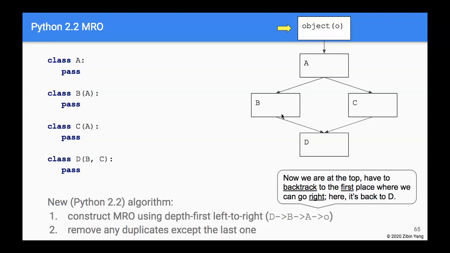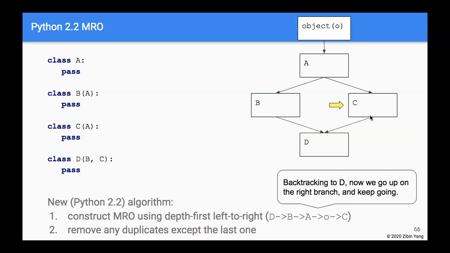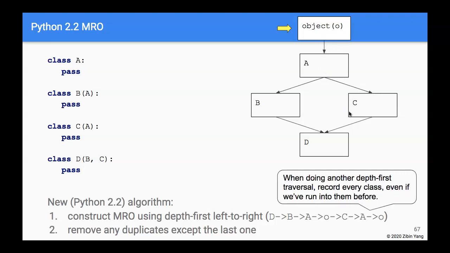Then we backtrack to the first place where there is a branch. So we're back to D, because D has a branch going to the right. The next thing we do is take the other branch from D and go to C, and then keep going up this side of the hierarchy. We go to A, and then finally O. So far, this is very similar to what we did before, except now we also have object at the top.